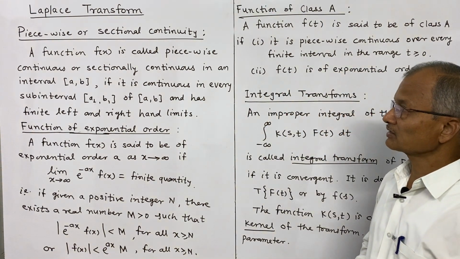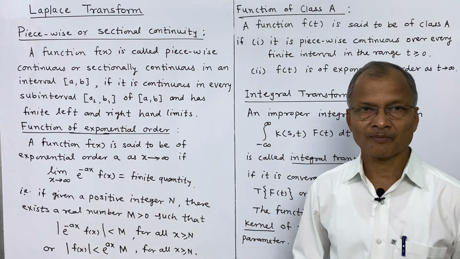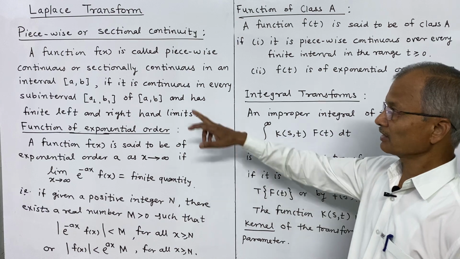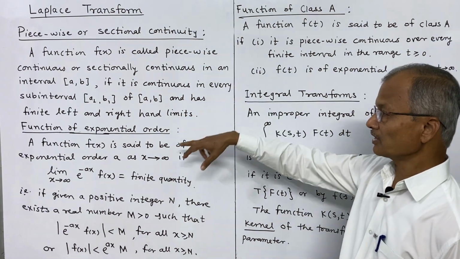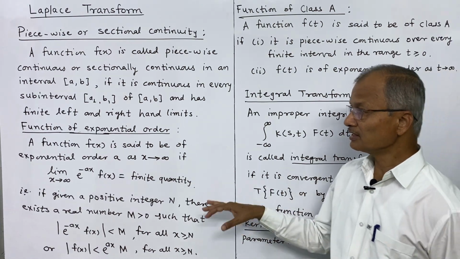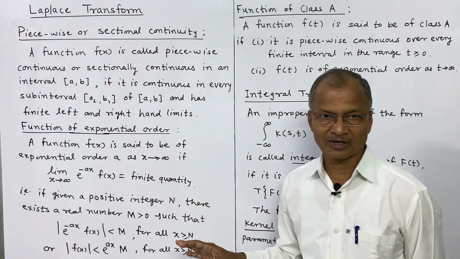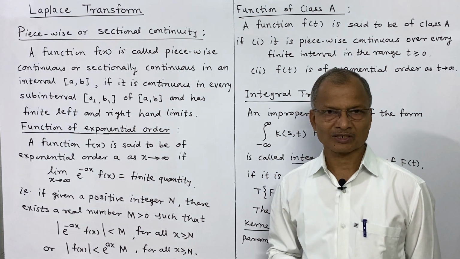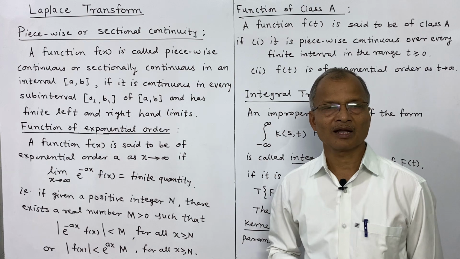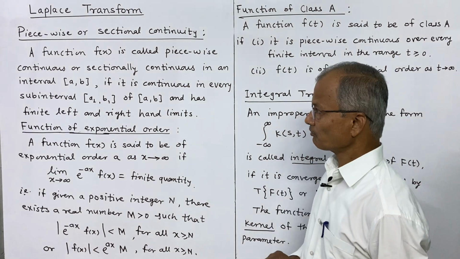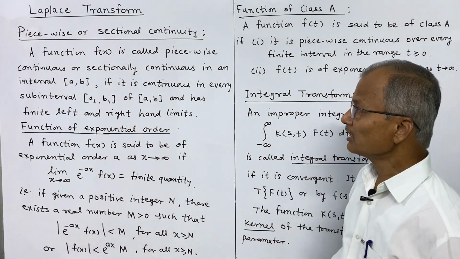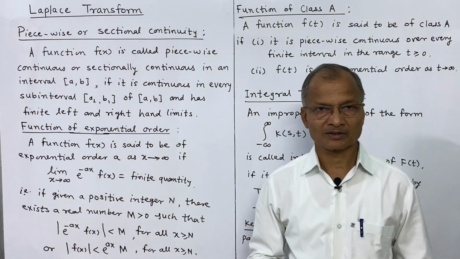Before defining Laplace transform, we shall see some properties of function which I have written here: piecewise continuity, function of exponential order, function of class A, because these properties are the requirement for existence of Laplace transform. If a function has these special types of properties, then the Laplace transform exists. And therefore, before the definition of Laplace transform, we shall see the meaning of these type of functions.